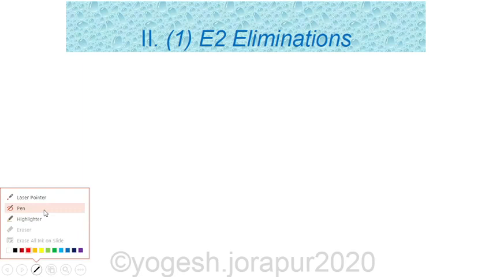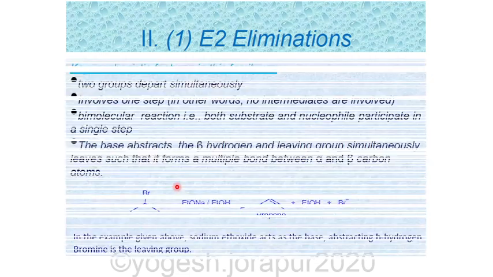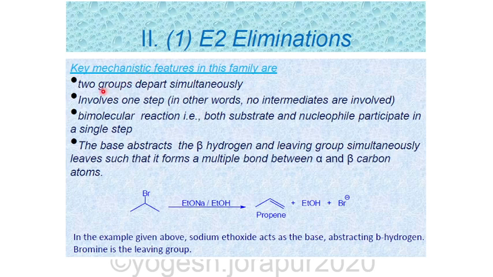E2 elimination, as I said, depends upon 2 different substrates, that is your alkyl halide and your base. Let's see what the alkyl halide is and which base is used in the case of E2 elimination. The 2 groups, as I said, depart simultaneously, which we discussed in our previous videos. It involves one step, that is the reaction does not involve any intermediate.